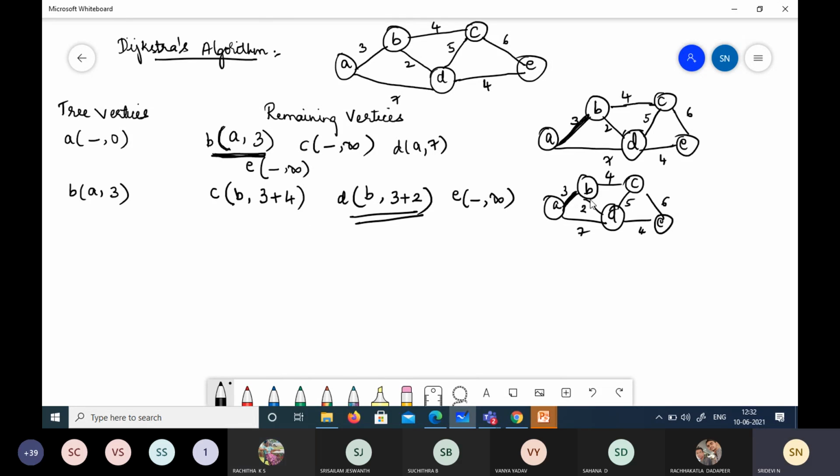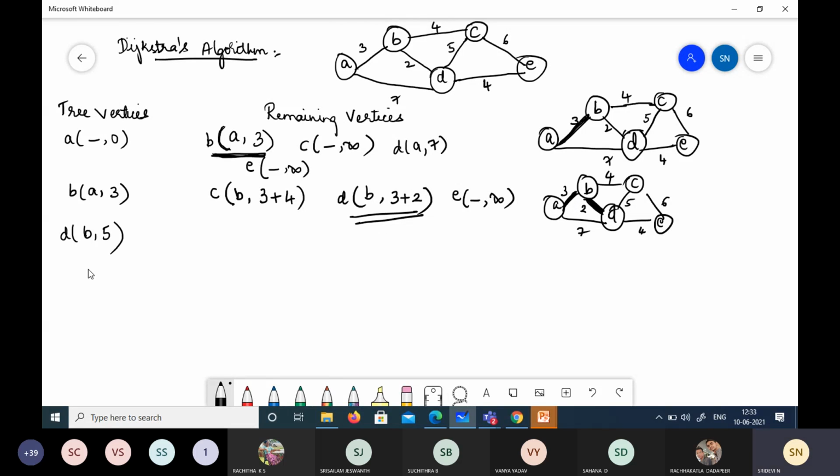Okay. So B to D, we have taken the path. We can reach D from A directly, but the cost is 7. But if we go through B, the cost is 5. In this case, which one should we select? The shortest path, because Dijkstra's algorithm works like that only. It will try to find the shortest path between the source and all other vertices. So we have selected this path, 5. Next, we have D of B comma 5 selected.